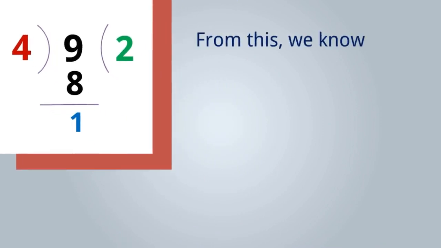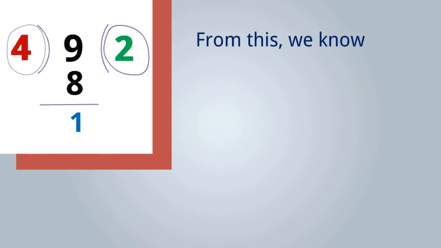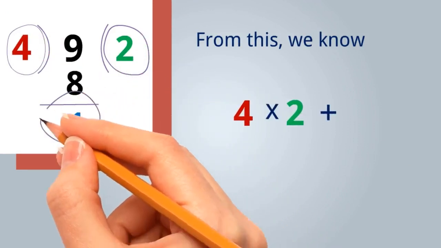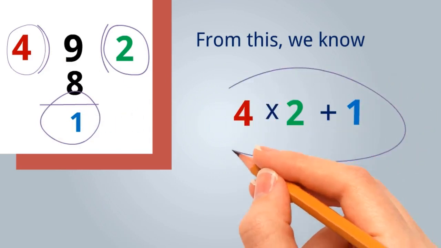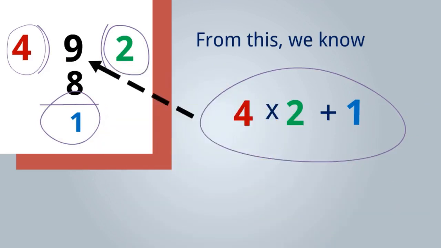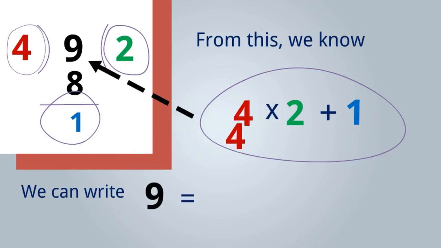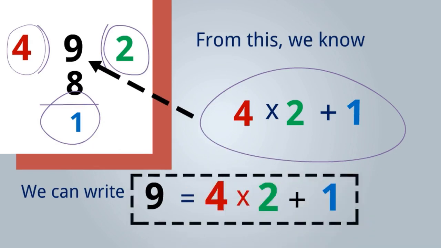So from this we know if you multiply 4 and 2, so 4 multiplied by 2, and we add this 1, so 4 multiplied by 2 plus 1, this entire thing is simply equal to this. So we can write 9 is equal to 4 multiplied by 2 plus 1. So this is a simple equation.